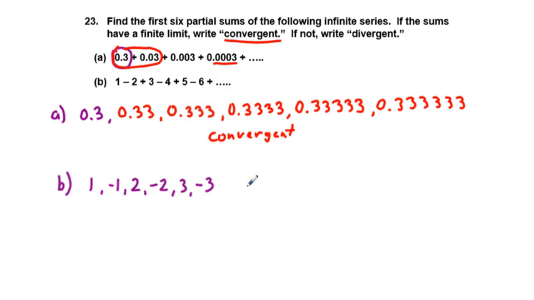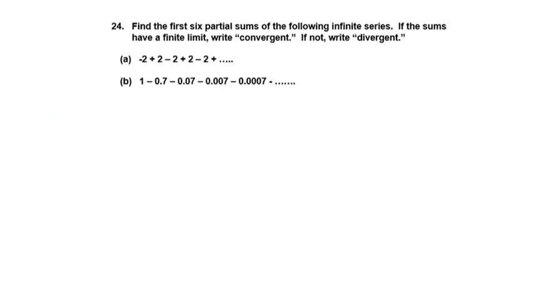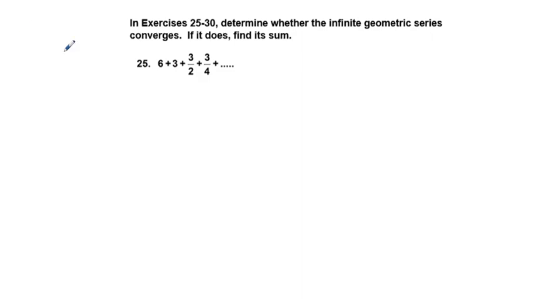And so what does this series do? Well, this series diverges. So we call this a divergent series. The series does not hone in on one value like part A did. So let's go on to our next problem, which is problem 25. In exercises 25 to 30, determine whether the infinite geometric series converges. If it does, find its sum.